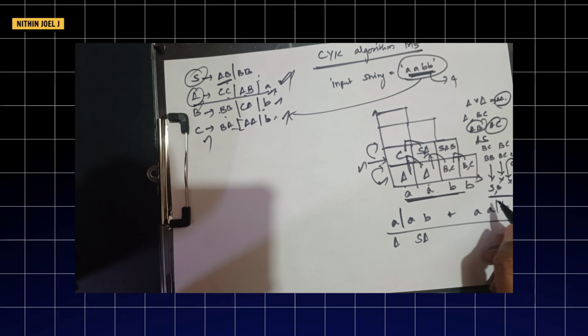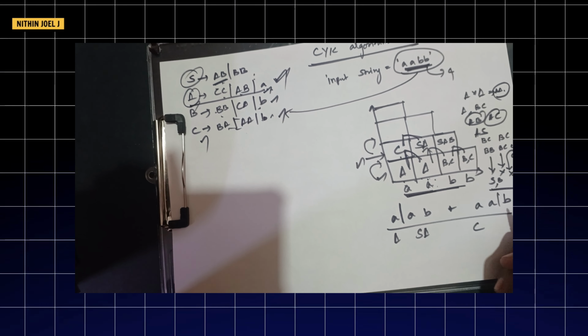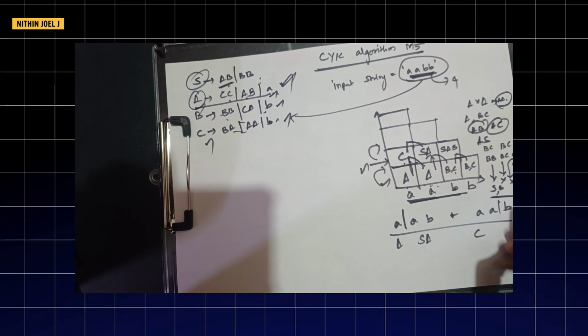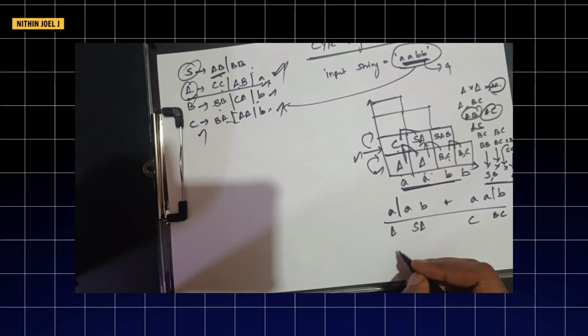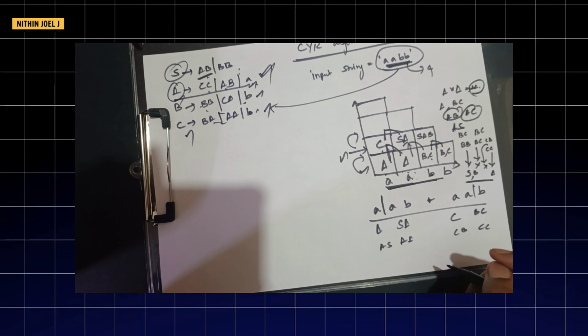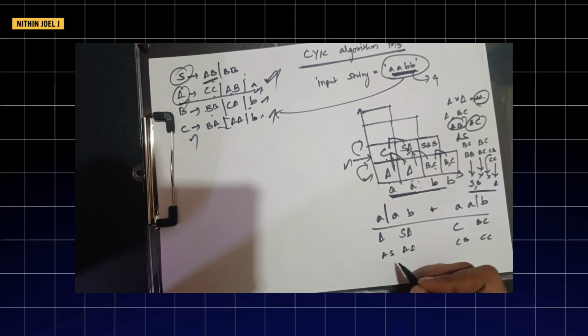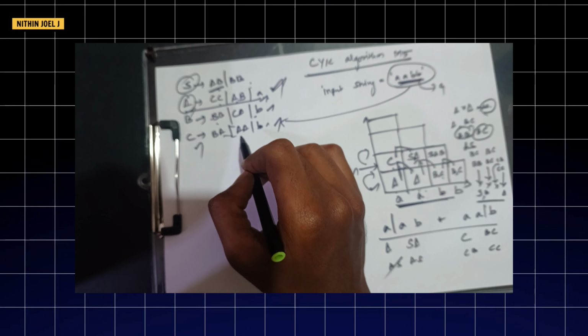And now for AA, if we check, we have C producing it over here. So C. And for B, we have B and C over here. So now the cross product has been done for these two, which gives AS, AA, CB, and CC. Now for AS, there are no production rules producing AS. So you can see there are no production rules producing AS.